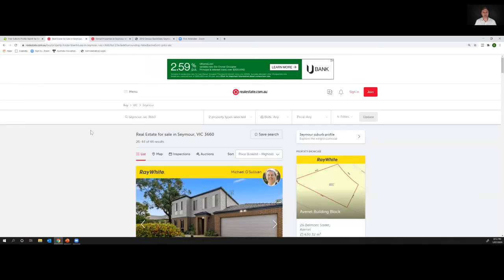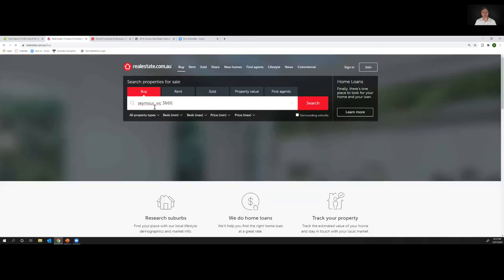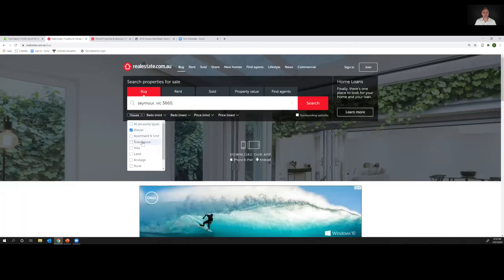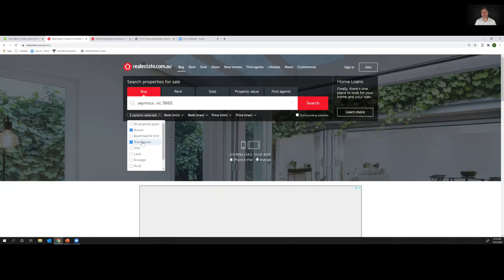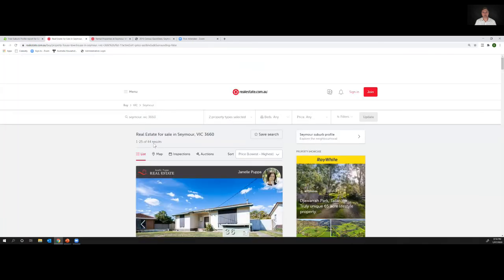So we click on here. I'll just go back to the start. We go into buy. I want to look at Seymour, Victoria. I want to look at houses and I want to look at townhouses. Why? Because I'm looking in the housing market, not unit market, just housing market. In Seymour, select. There are 44 properties on the market right now.